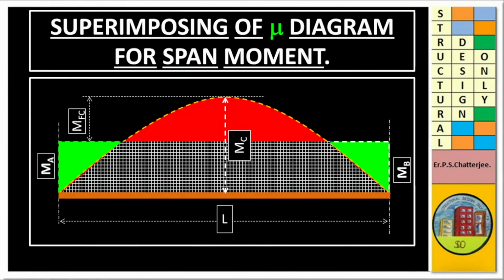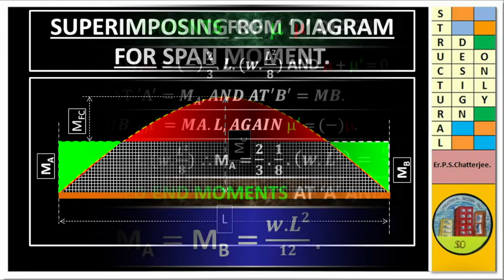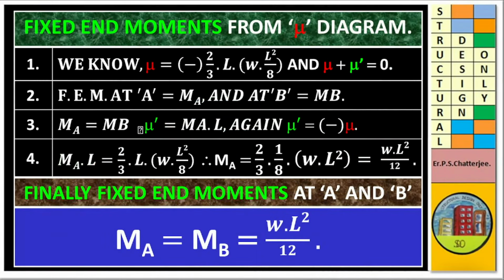Superimposing of Mu diagram for span moment. This X portion is common for fixed end moment and simply supported moment. And we have MFC is equal to span moment under fixed end condition. We know Mu is equal to minus 2/3 into L into WL square by 8, and we also know Mu plus Mu dot is equal to 0.